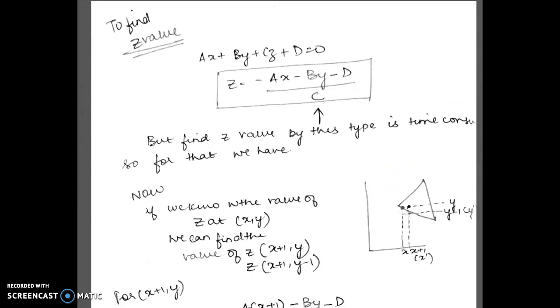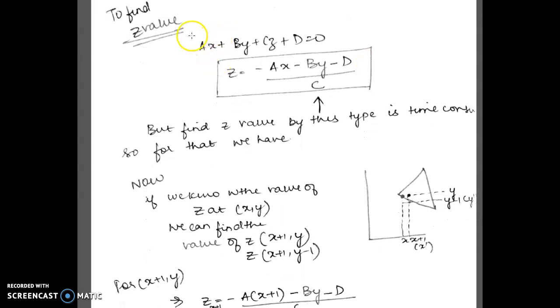So how to find the z value: we know that this is the plane equation. From this, except z, we move all the other variables to the right hand side. So we get this equation, that is z equals minus ax minus by minus d divided by c. But to find this value is more time consuming. So for that, we now assume that we know the value of z at x comma y. Take this figure for example, and let this be a surface.